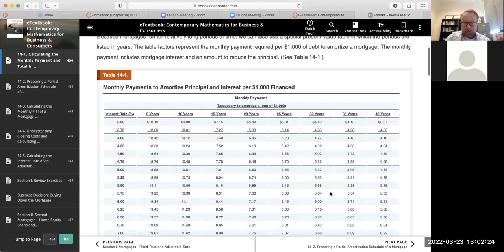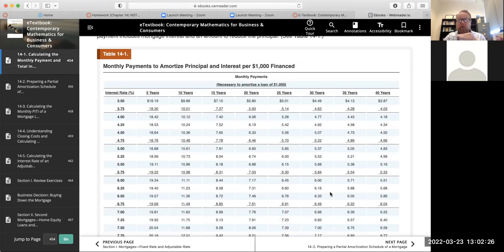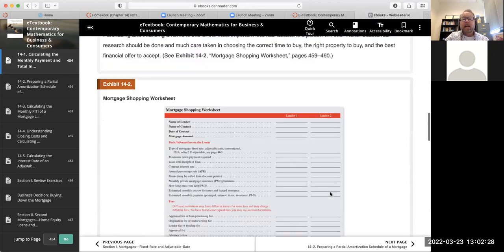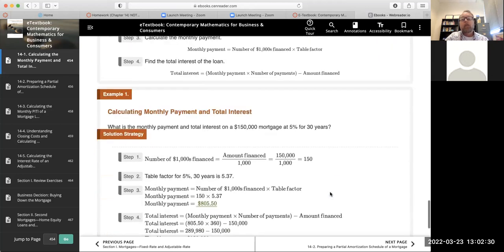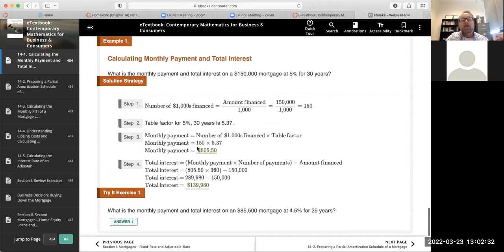So that's the table factor, and I'm going to multiply that 150 by 5.37. That's going to give me a total monthly payment of $805.50. That $805.50 per month is your monthly payment. That includes both interest and principal. So the interest is going to be less than that for the first month. A little bit of that money is going to go to principal, and I'll show you how to do that in the next part of this question.